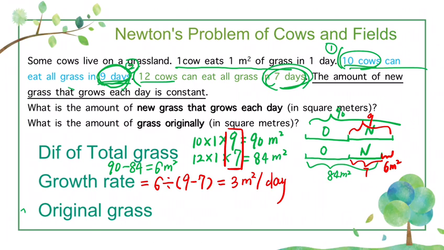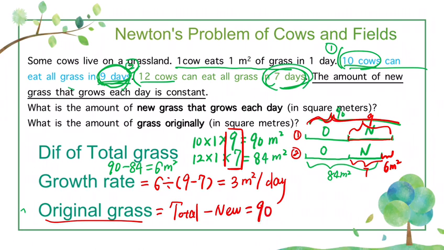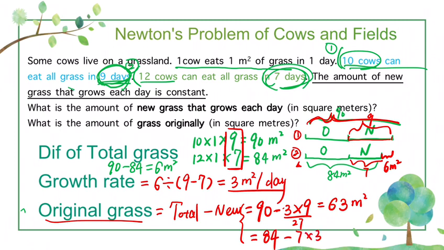When you know the growth rate, it's very easy for us to calculate the original grass. Because we have 2 situations, you know the total grass, and you also can calculate the new grass. And then you use the total grass minus the new grass, then you can calculate the original grass, right? Like I use situation 1. Total grass is 90, and the new grass per day is 3. So for 9 days, times 9, this is 27, so the answer is 63 square meters. And you also can use the second situation: total is 84 minus 7 days, so 7 times 3, this is 21. So the answer is also 63 square meters. You only need to choose one of them, it's okay.